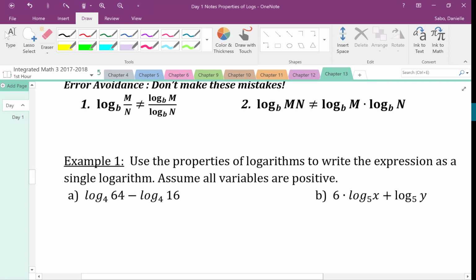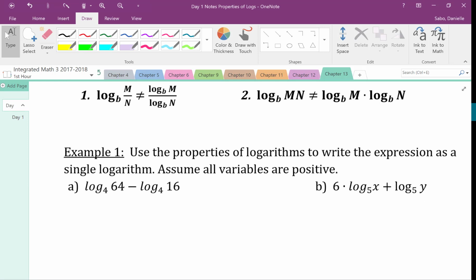Example 1, use the properties of logs to write an expression as a single logarithm. Assume all variables are positive, so that means we don't need absolute value signs here. So when I subtract, what is the multiplication? Sorry, I just gave you the answer. It's actually not the answer, I totally messed that up. But when I subtract here, what are we going to do with the arguments? Divide, yeah, I heard it. Okay, it's the same thing as exponents. When I am subtracting, it really means that we're going to be dividing them.